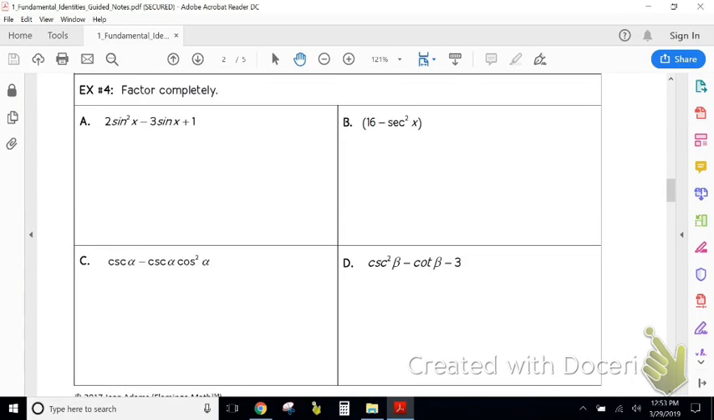All right, so example 4, we're just going to factor. A says we have 2 sine squared minus 3 sine plus 1. Now there's 2 ways you can do this. You can think of it as, I'm going to split this in half here. So you can think of it like this.